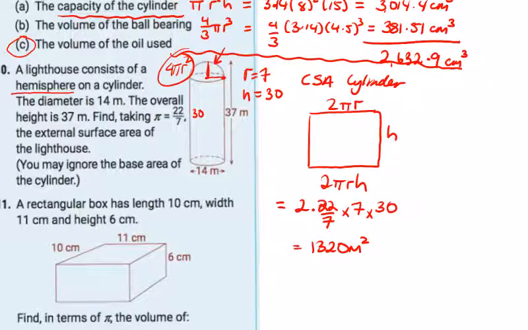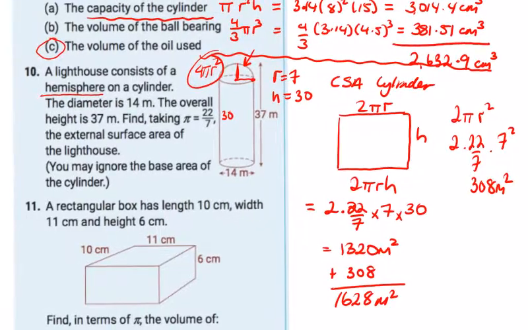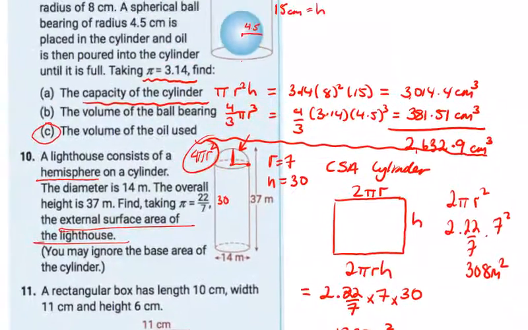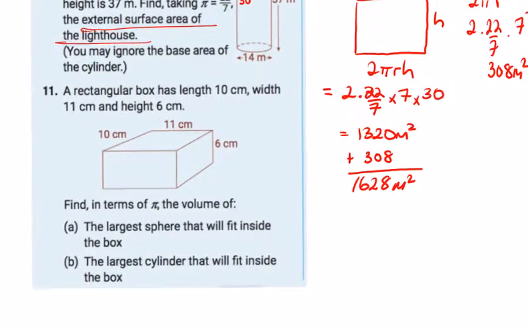And then we know that it's 4 pi r squared for a sphere. So we're actually just dealing with the external here, so we're looking for 2 pi r squared. 2 by 22/7 by 7 squared. It's just 2 by 22 by 7, and 44 sevens are 280 and 28, which is 308. So I add 1320 and 308, I'm going to get 1628 meters squared for the external surface area of the lighthouse. That's 10. So what have we got there? We've dealt with cylinders, spheres, cylinders, hemispheres. I'll leave it there.